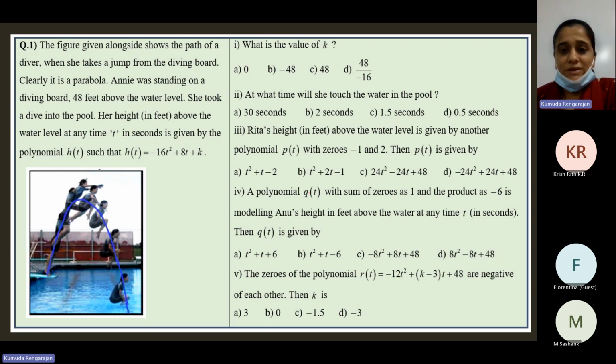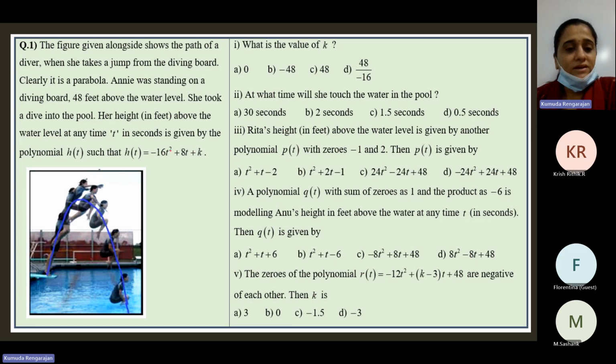I think we'll understand better once we finish answering all these sub questions. So this is about Annie. This is the quadratic polynomial. Now read the question. What is the value of k? So that's your first question. This is incomplete otherwise, so that's what you'll have to first find. What is the value of k?